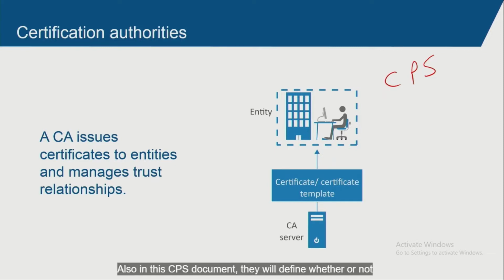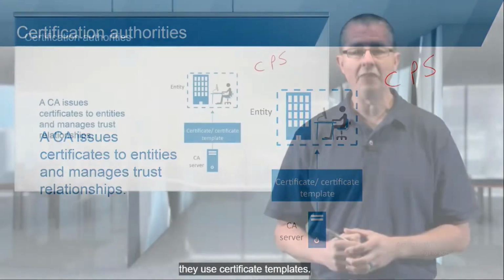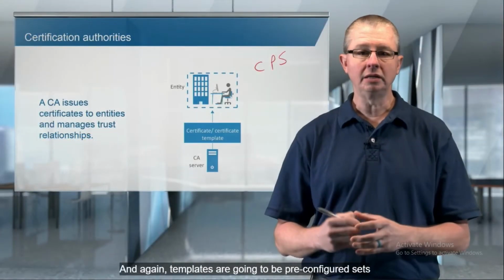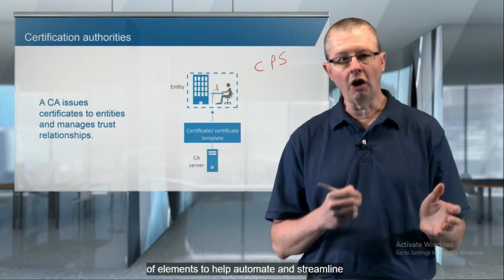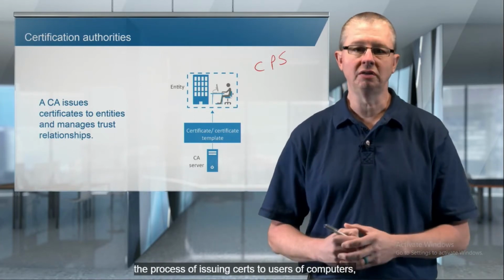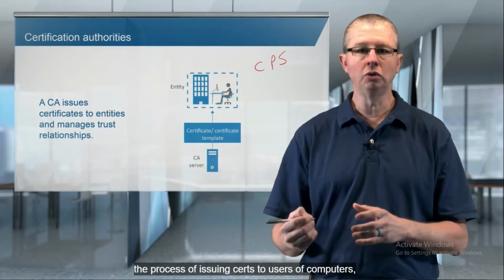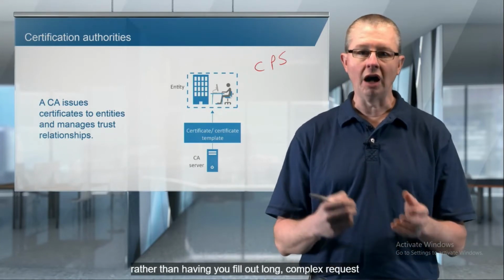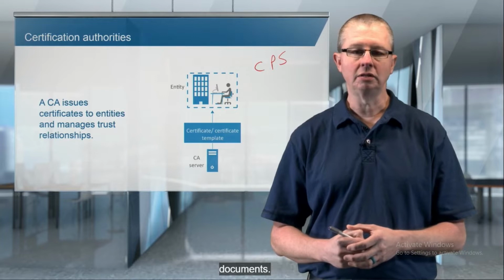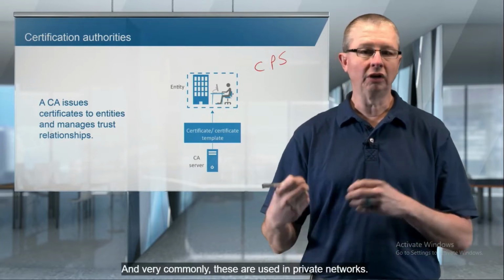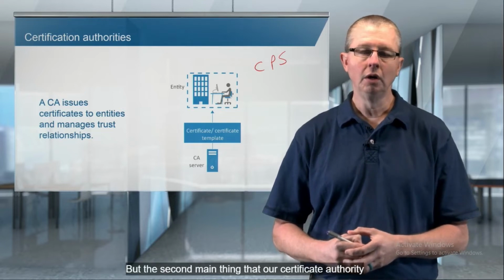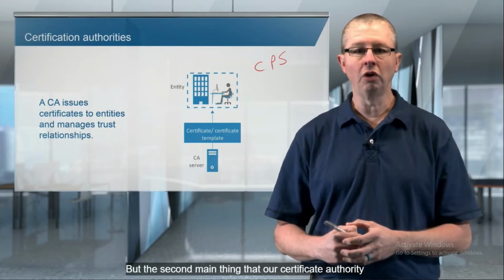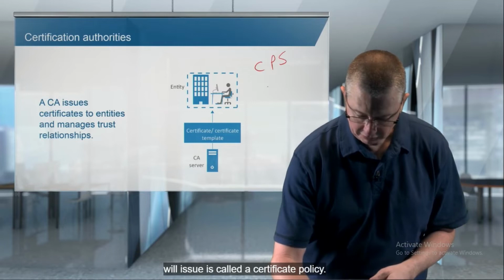Also in this CPS document, they will define whether or not they use certificate templates. And again, templates are going to be pre-configured sets of elements to help automate and streamline the process of issuing certs to users and computers rather than having to fill out long, complex request documents. And very commonly, these are used in private networks, although they can be used somewhat on the public internet as well. But the second main thing that our certificate authority will issue is called a certificate policy.